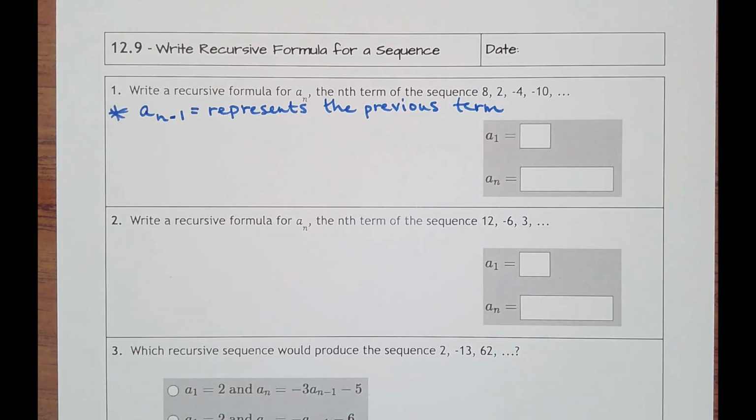Lesson 12.9, write a recursive formula for a sequence. So remember, recursive formula means you're using the previous term, the term before it, to get the next term, and the term before that to get the next term. So it's kind of thinking in a weird way, but yet the same as what we've been doing.